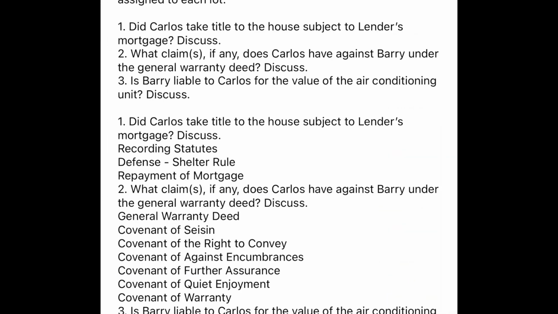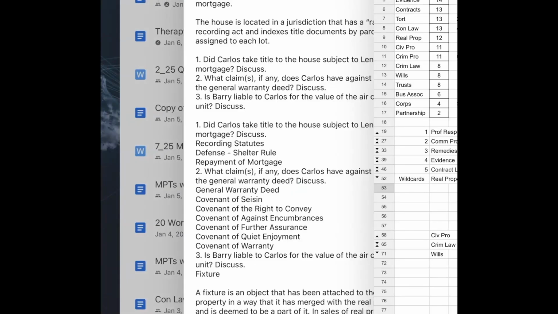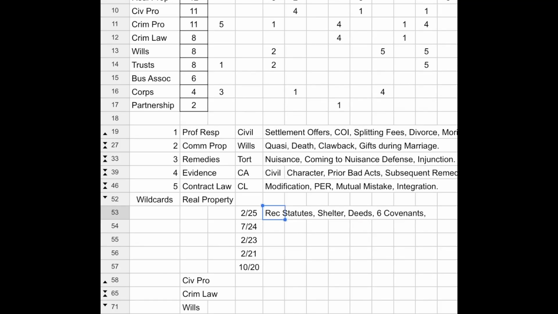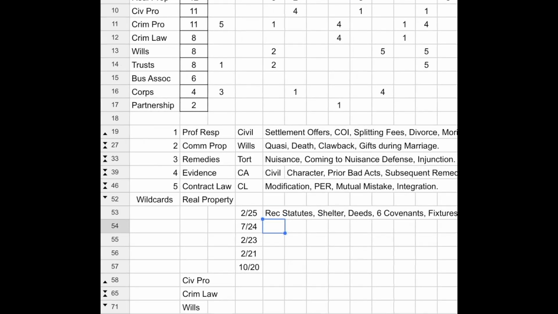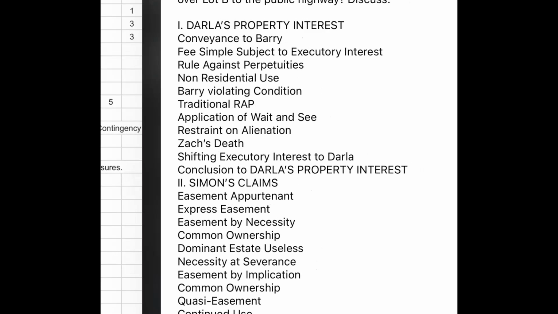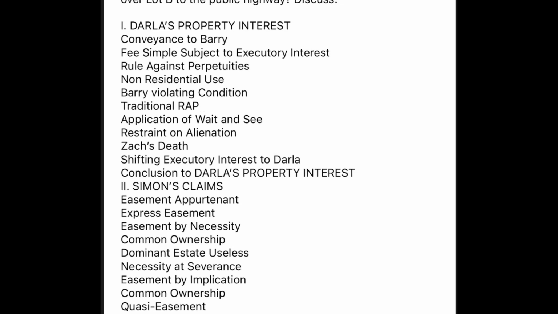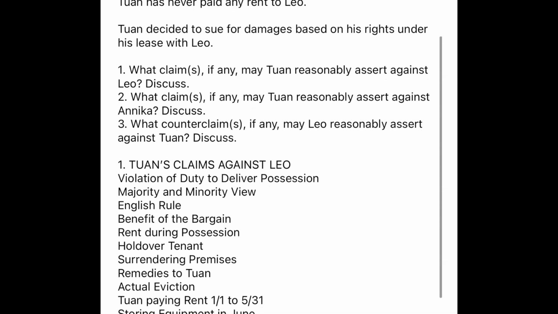So here we go. Recording statutes, shelter rule, payment of deeds, the covenants, six covenants, and then fixtures, something with Barry in the fixture. Okay, so let's look at 7/24. Conveyance, harassment, easement by necessity, conveyance. So mostly easements, restraint on alienation. Okay, 2/23. So duty to deliver, eviction.